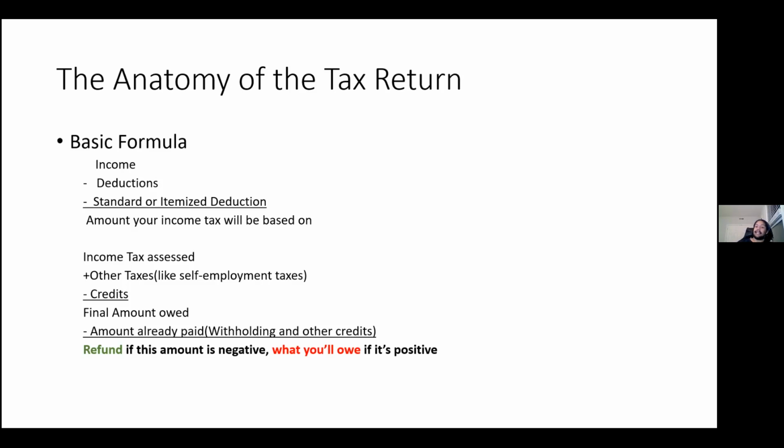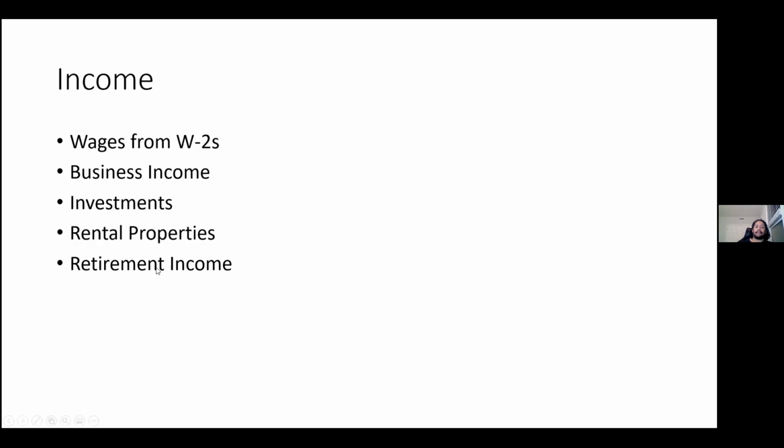Who's owed depends on that number. If that number is negative, then you're the one that's owed, and you'll get a refund at the end of the year. And if that number is positive, that's your shortfall, and that's how much you still owe the government, and then you have to pay that. Nobody likes to see that, but that's generally what the formula is. So we're using the tax return generally to just figure that bottom number, and then you're either going to get a check, or unfortunately you'll have to send a check.